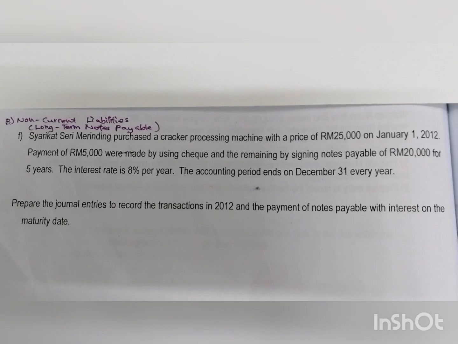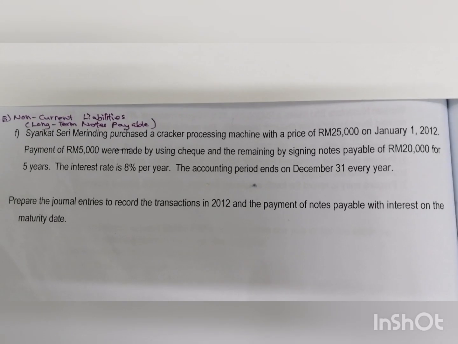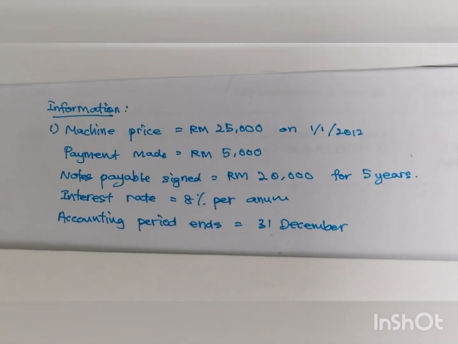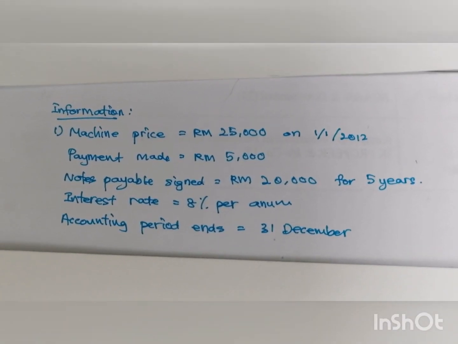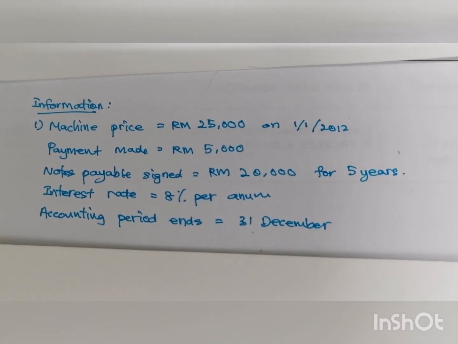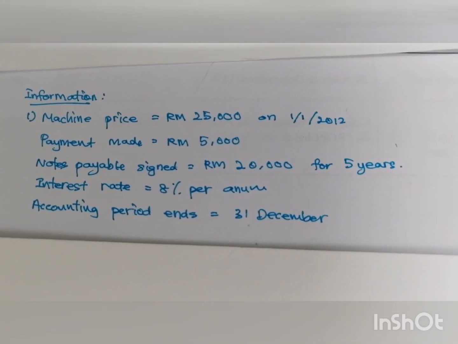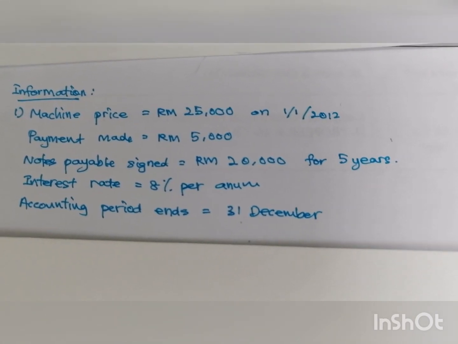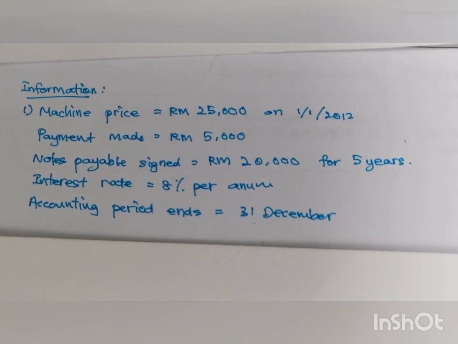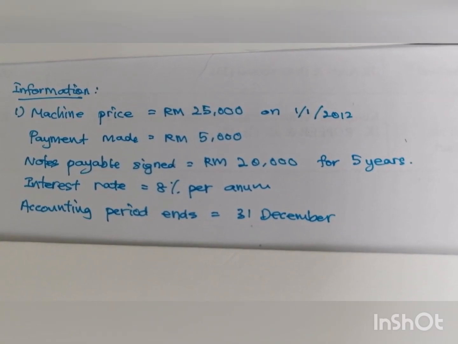Therefore, the question asks to prepare the journal entry to record transactions in 2012 and the payment of notes payable with interest on the maturity date. This is the information from the question. Machine price is 25,000 on 1st January 2012. The payment made is only 5,000 by check. Notes payable signed is 20,000 for 5 years. Interest rate is 8% per annum. Accounting period ends on 31st December.